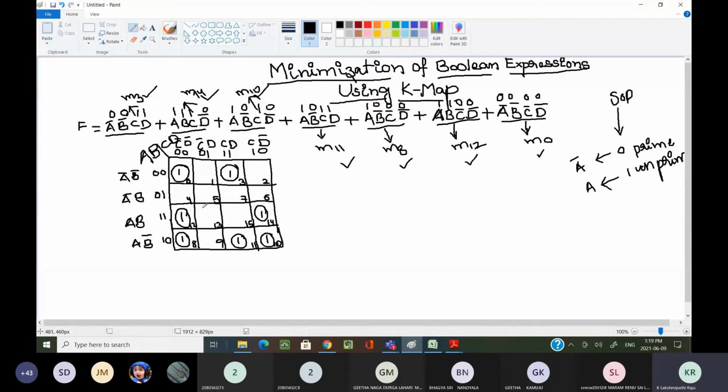Now, what can I form? Here there are only 7 min terms, so I can't group 8 min terms. Why? Because in the given expression only 7 min terms are there. I can't form an octant. What is the next possibility? Can I form a quad or not?